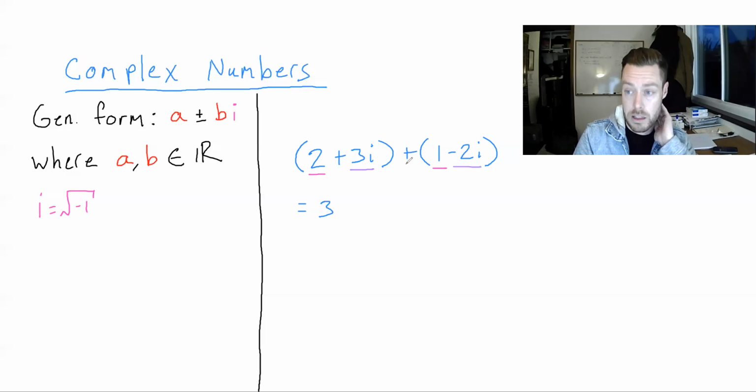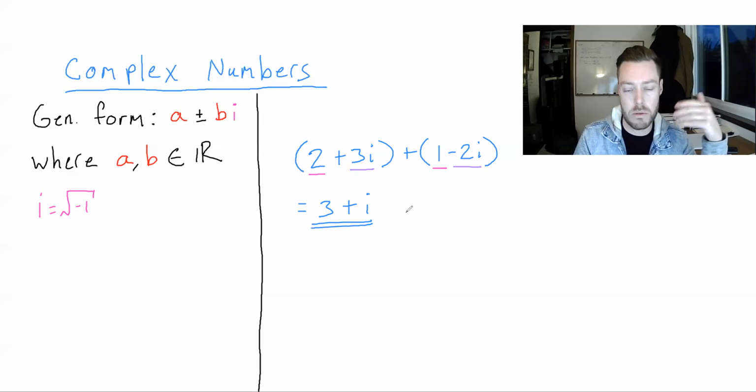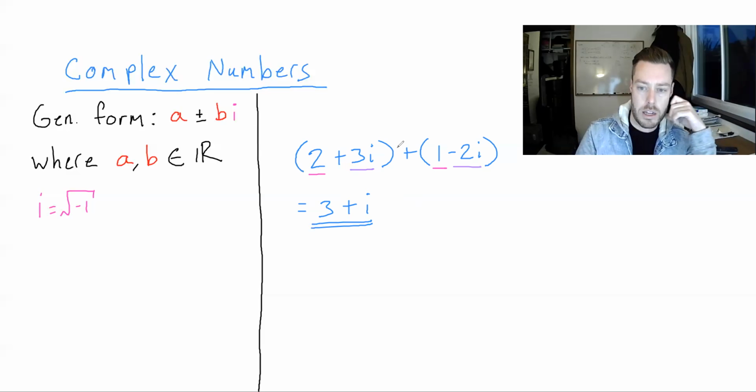You're going to be adding those together. So 3i plus a negative 2i. So 3i minus 2i is going to give you a positive i, right? And again, this number should be in the general form of a plus bi, which it is. A being equal to 3, and B being equal to 1, right? And that covers the topics of addition and subtraction.